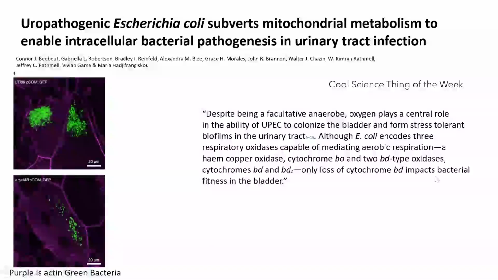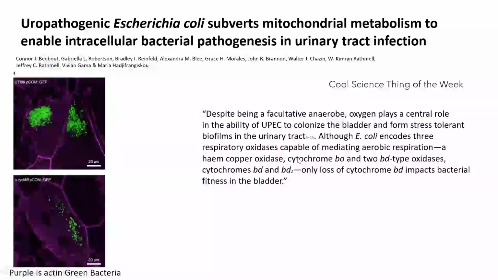So it's got 3 ways of using oxygen to drive its metabolism, and even though it's fully capable of surviving in an anaerobic environment, if it's going to infect the bladder, it absolutely needs the ability to use oxygen, and it actually only has to have one specific enzyme that makes it able to survive, which is the cytochrome BD. So if it doesn't have that one, it starts running into huge problems.